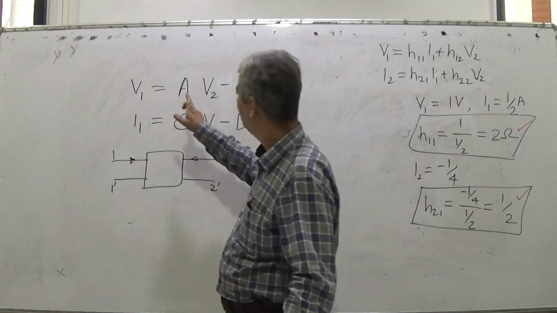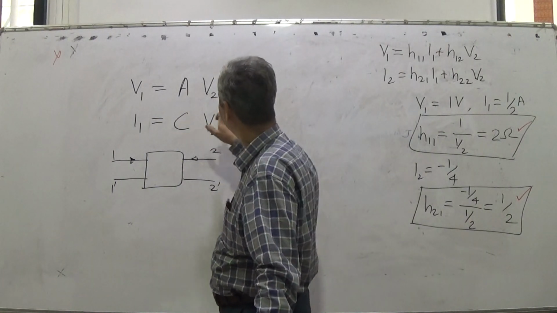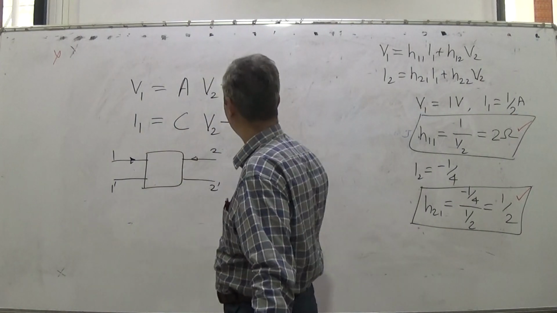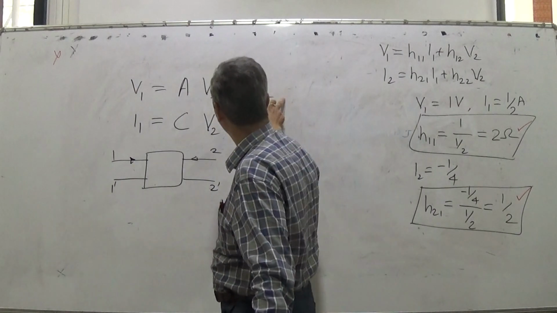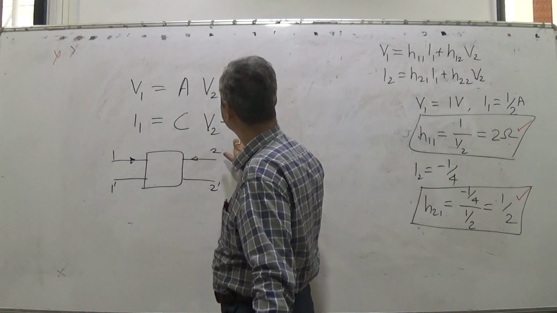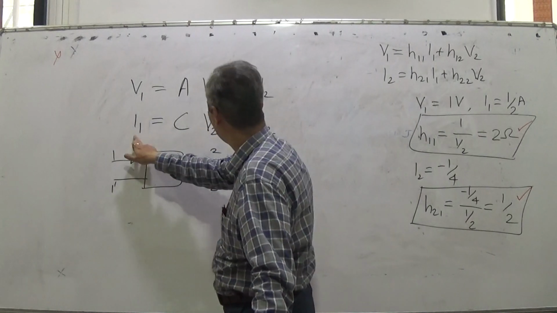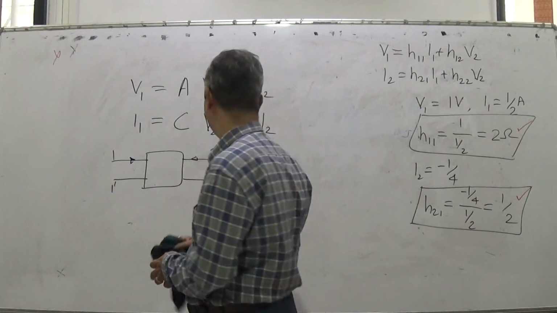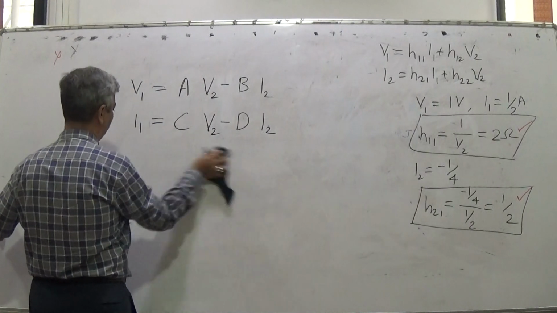So what is A? A is V1 upon V2 when I2 is 0. What is C? C is I1 upon V2 when I2 is 0. What is B? B is V1 upon I2 when V2 is 0. And what is D? D is the only thing with a minus: D is I1 upon minus I2 when V2 is 0. So we will take just a simple example and the computation of parameters will be finished now.